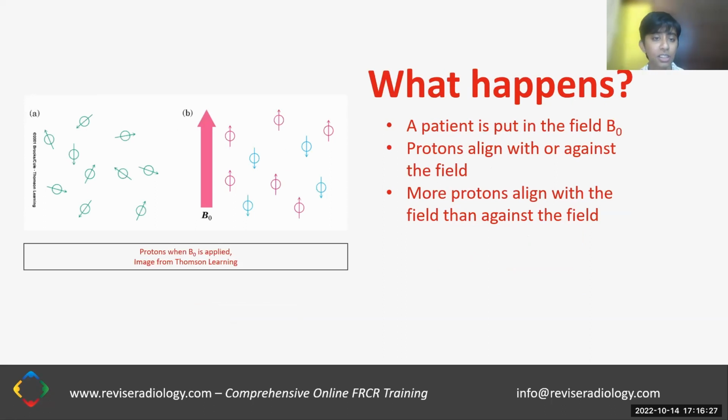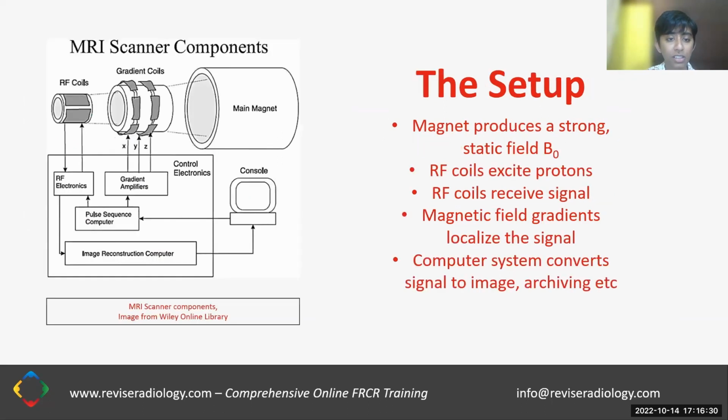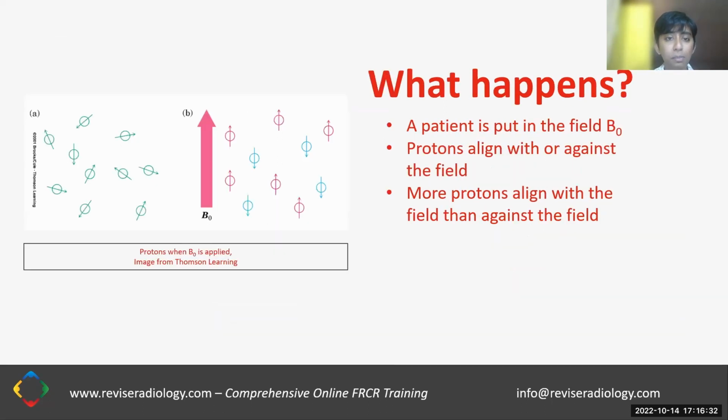The patient is put in the field B naught, which is exerted by the main magnet. So this field B naught can have values of either 1.5 Tesla or 3 Tesla. And you should know that this is a very, very strong magnetic field, several times greater than the magnetic field of the Earth. So the patient is put into this magnetic field, which is created by the main magnet. And all the protons in the patient's body, which are tiny little magnets, will have a reaction in response to this magnetic field. So they will either align with the magnetic field or they will align against the magnetic field.